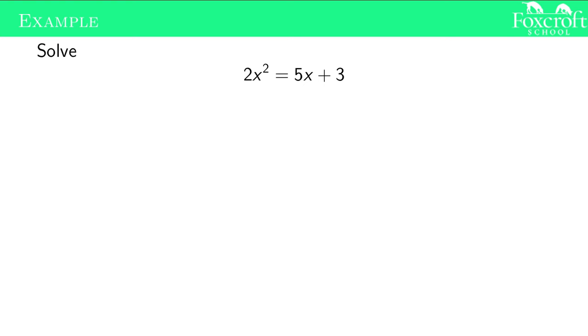All right, in this example, we have to do a little bit of work first. We have 2x squared equals 5x plus 3. First thing to notice is we have this squared, which means we're trying to solve a quadratic equation. Well, right now, the only real way we know how to solve that is by factoring.